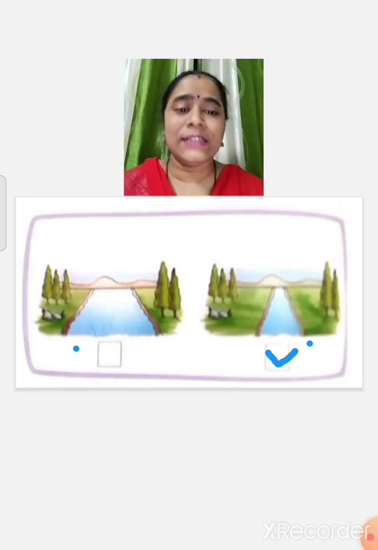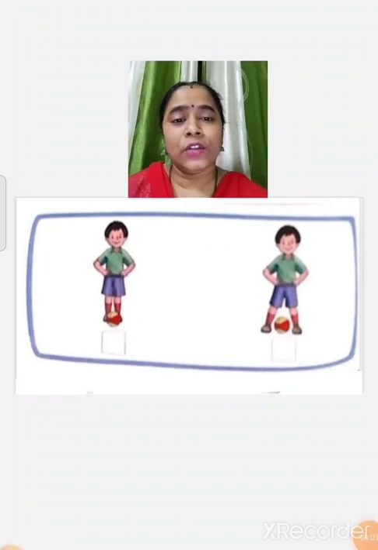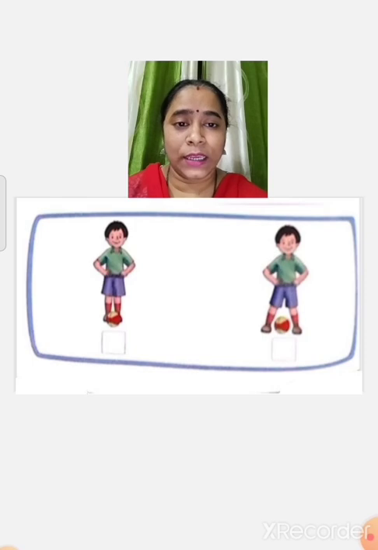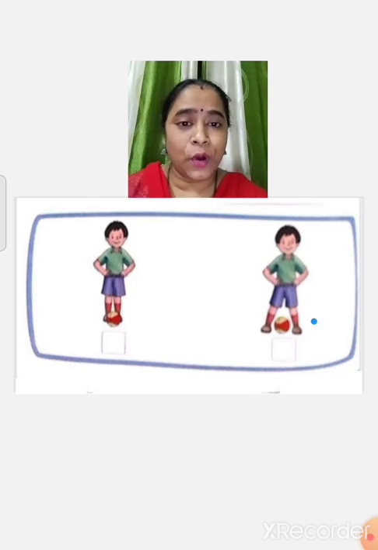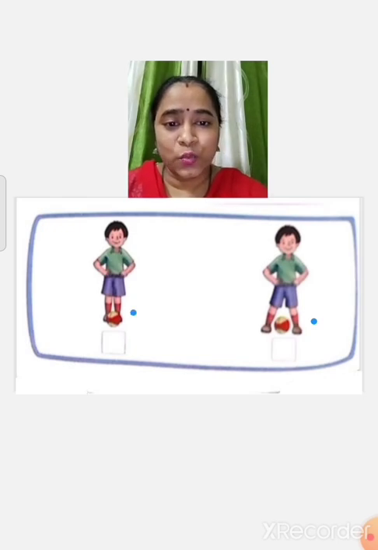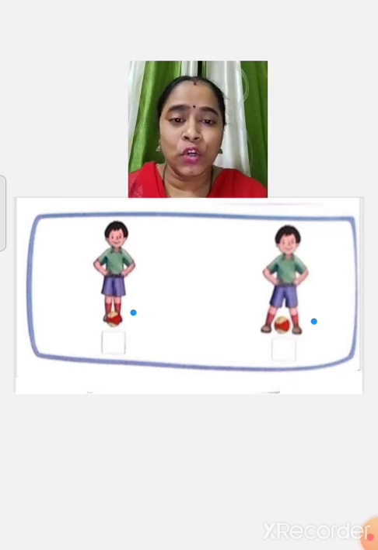Now children, here you can see the two boys are standing with their balls. So we are going to take narrow. Okay, so this boy has wide open his leg. So this one is wide. This is not narrow. Okay. So this one is narrow. Yes, this one is narrow. So we will put a tick. Okay.